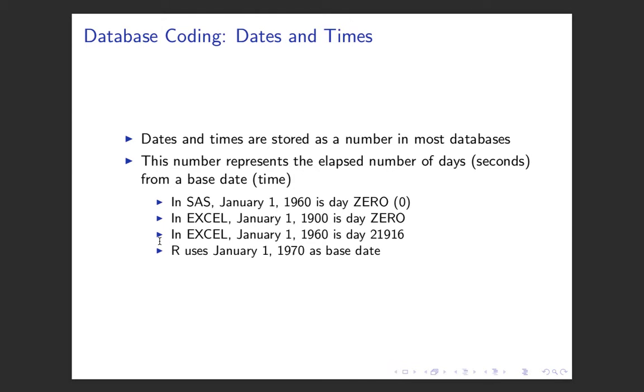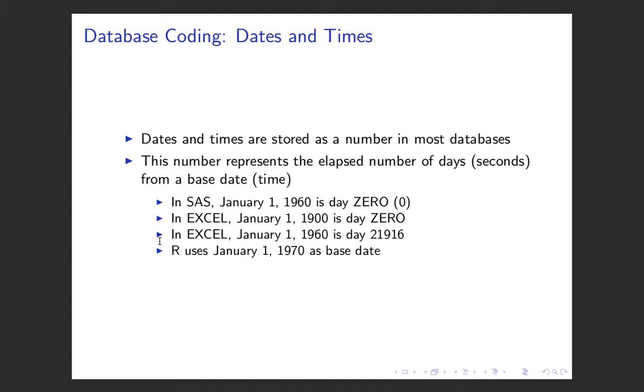Dates and times, be careful of these because they're stored as a number in most databases. So if you actually are using the date fields and they're coded that way, they'll appear as dates. But if you don't tell it it's a date field and you start adding dates together or subtracting dates to see what the difference is, then these things automatically get converted to numbers. And different systems will use different bases. So for example, in SAS, day 0 is January 1, 1960, but in Excel it's January 1, 1900. And so therefore, January 1, 1960 is actually day 21,916, and R actually uses January 1, 1970.